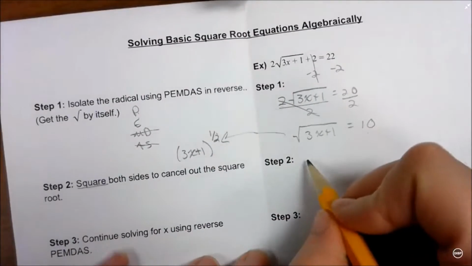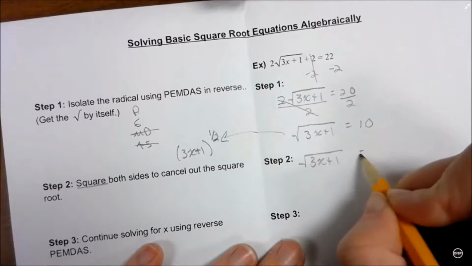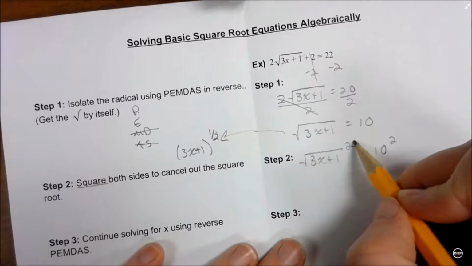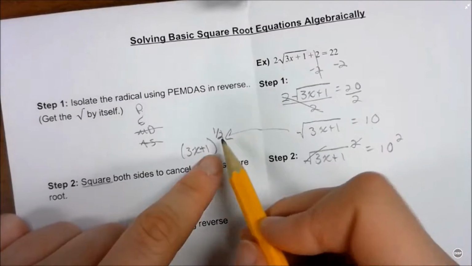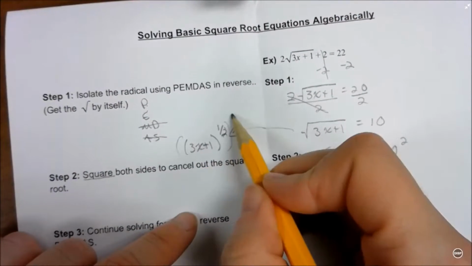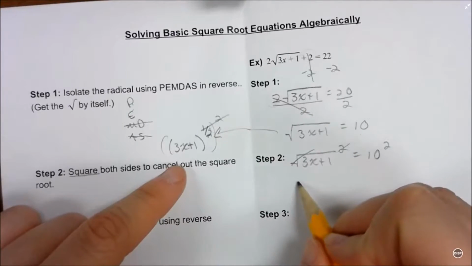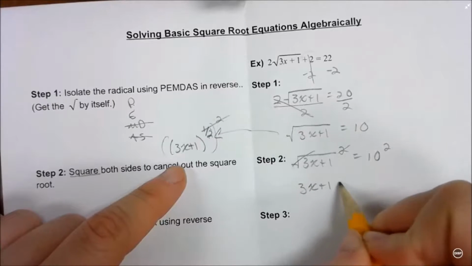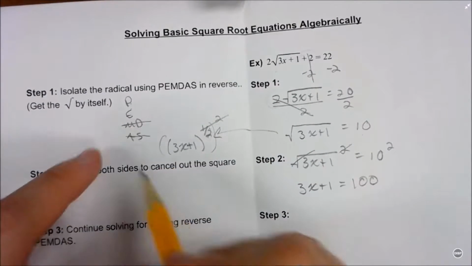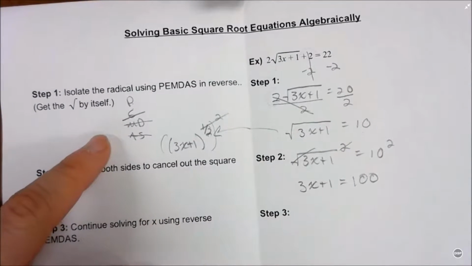Let me do it here. Okay, so 3x plus 1 equals 10. That's what I had. So I'm going to square both sides. The square cancels out the square root, or in this case, if you were looking at it this way, those would cancel each other out. Either way, you are left with 3x plus 1 equals, and 10 squared is 100. So we've just taken care of our exponent step right there.